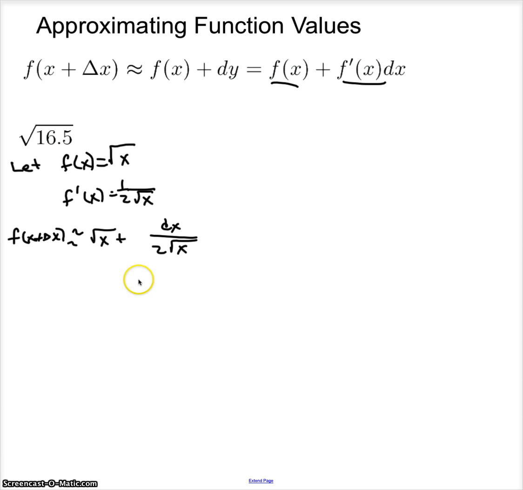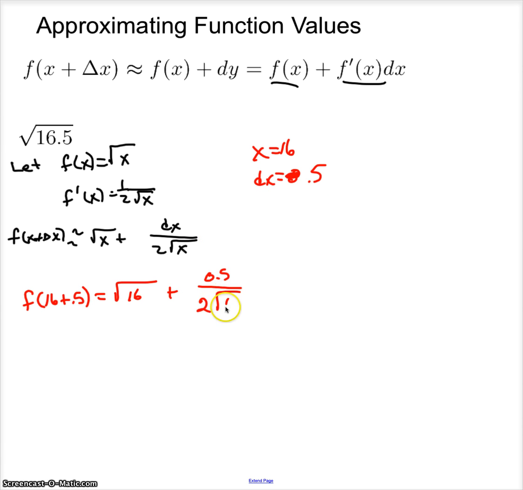Suppose I want to find the square root of 16.5. If I let x equal 16, and then I can let dx equal 0.5. So, when I do this, this becomes f of 16 plus 0.5, which is of course 16.5, is the square root of 16, plus dx, which is 0.5, divided by 2 times the square root of 16. Now you see, this is something you can do in your head when you're stuck on a deserted island.